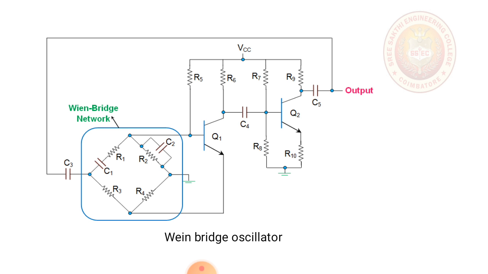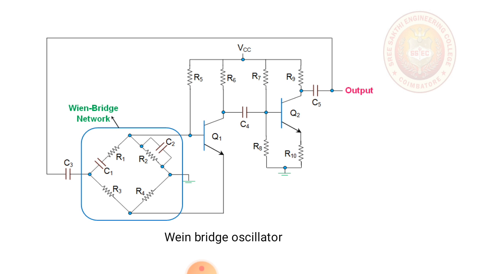This is the circuit of the Wien bridge oscillator. This Wien bridge oscillator is a type of phase shift oscillator which is based on the Wien bridge network. Here in this block diagram, a Wien bridge network is highlighted where there are two arms that are purely resistive, while the other two arms are a combination of resistors and capacitors.